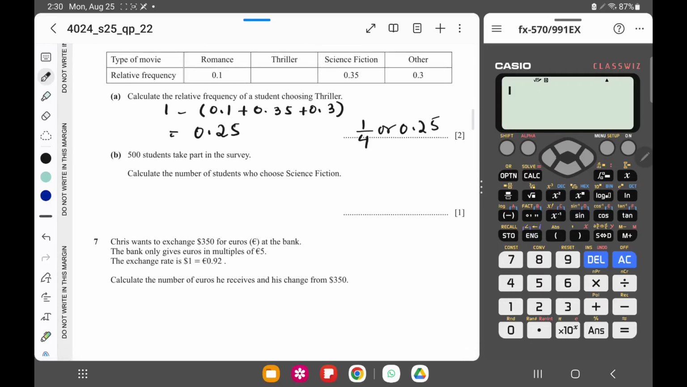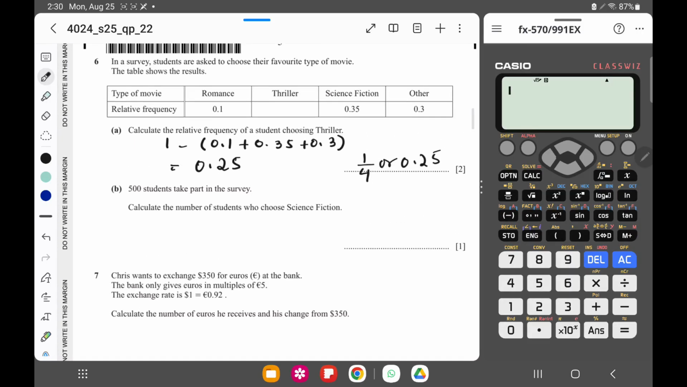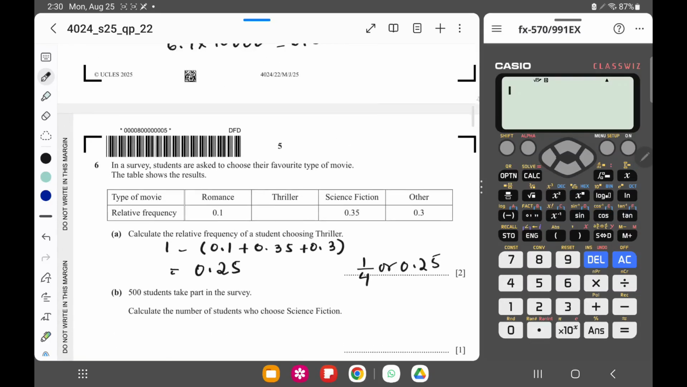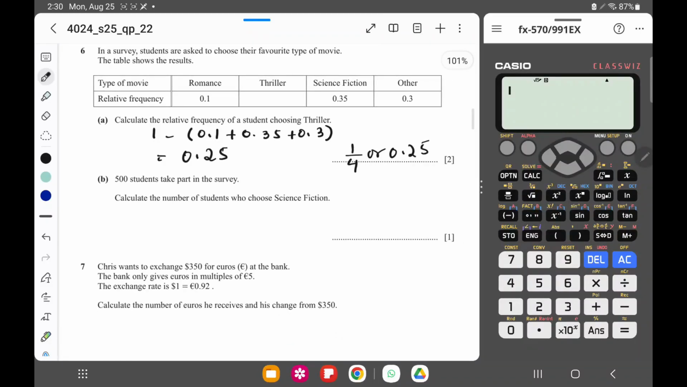So the next part is, 500 students take part in the survey. Calculate the number of students who choose science fiction. For science fiction we have 0.35. 500 is the total number of students, and the total of the relative frequency is 1. So what happens, you can write 1 is for 500 students. 1 frequency shows 500 students.